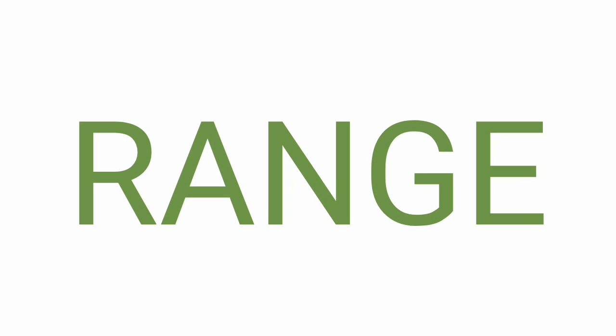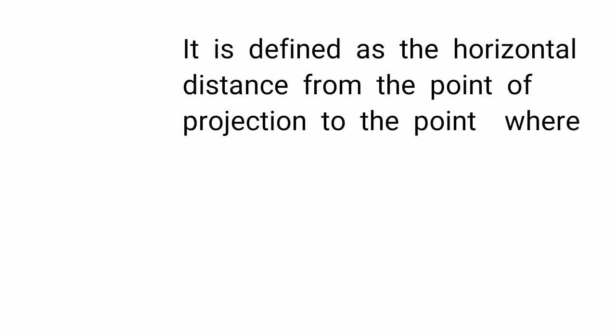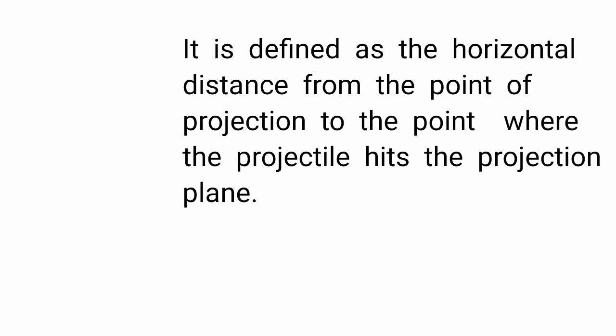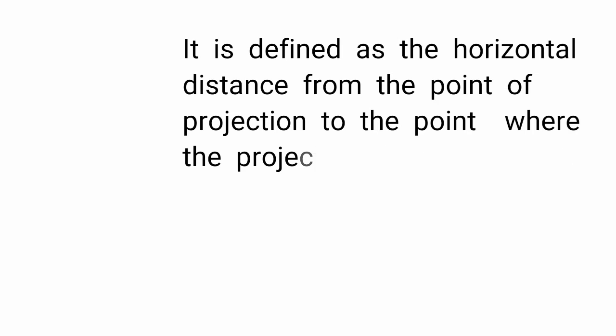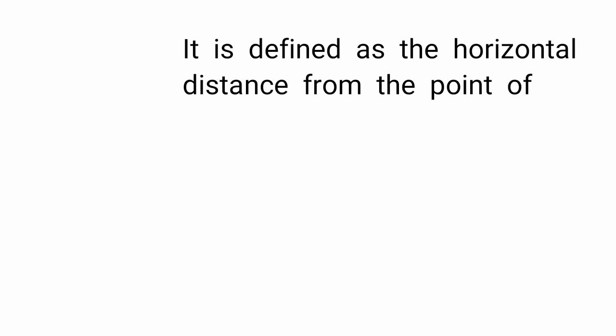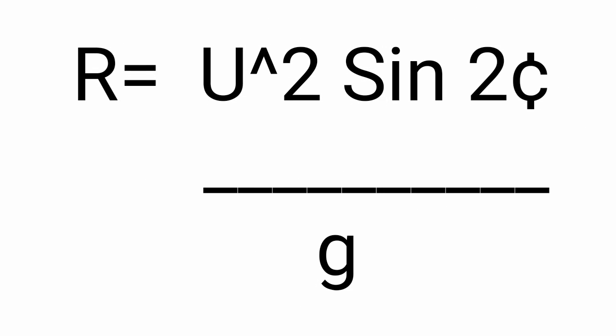Range is defined as the horizontal distance from the point of projection to the point where the projectile hits the projection plane. Mathematically, we are going to have R is equal to u squared sine 2 theta all over g, where our u is the initial velocity and our theta is the angle, while g is the acceleration due to gravity. This is the formula we are going to use in tackling questions dealing with range.